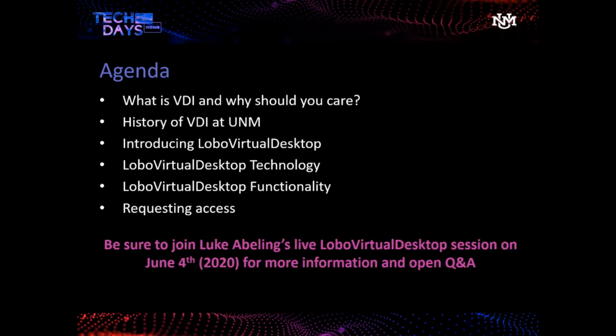We'll introduce the Lobo Virtual Desktop service, which is the newest iteration of VDI that we're deploying at UNM. And we'll talk a little bit about the technology behind that, compare and contrast that with the previous technology we were using to deliver VDI. We'll talk a little bit about Lobo desktop functionality in general, just give you some quick tips and must-know things if you're going to launch into using this service. And then finally, we'll talk about the access request process, which is pretty straightforward. We put some work into that to make that as quick and seamless as possible for you.